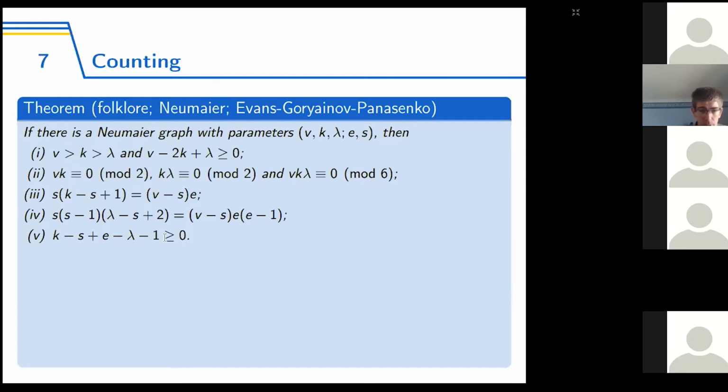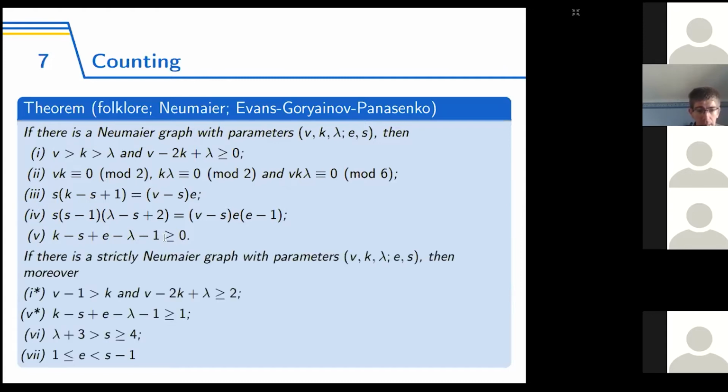Now, Evans, Goryainov, and Panasenko also found some conditions, and what we know is that for strictly Neumaier graphs, we can improve on conditions 1 and 5. But moreover, we also have conditions 6 and 7, stating that the clique cannot be very small and the parameter e cannot be too close to the size of the clique if you want to have a strictly Neumaier graph.